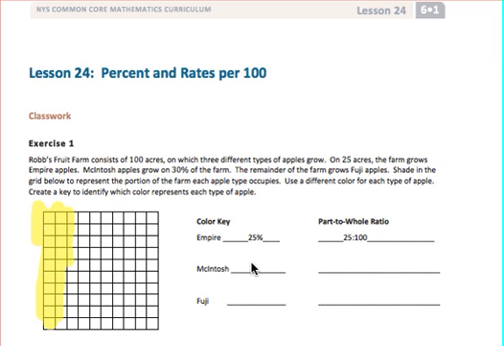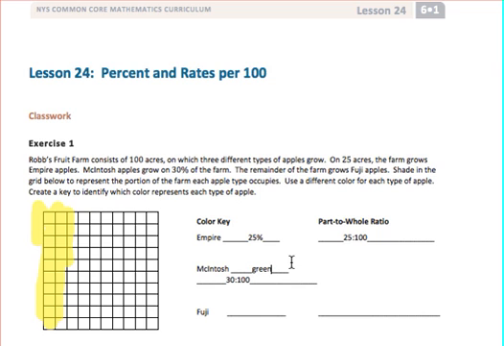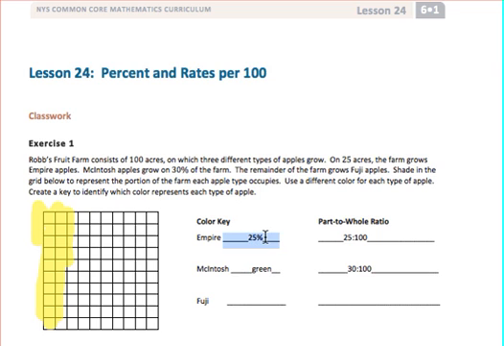Next it says that McIntosh apples are grown on 30% of the farm, and the part to whole ratio of that would be 30 to 100. Since conveniently our farm has 100 acres on it, 30% would be 30 out of 100. For McIntosh, I think our 30% perhaps will make green. Should have made this yellow up here. So I'll come over to our grid, and I'm going to shade 30, or 3 lines, green.